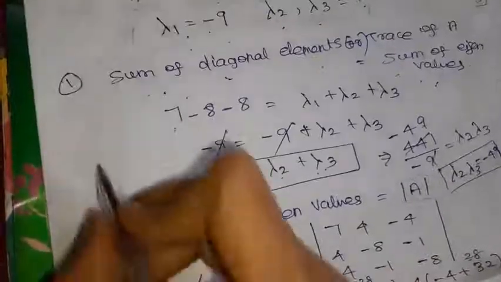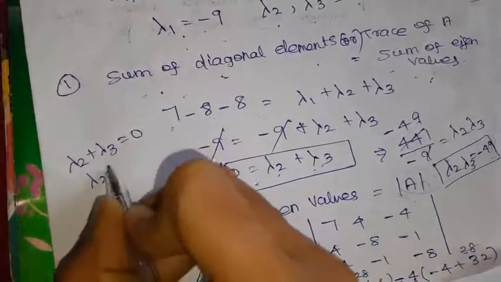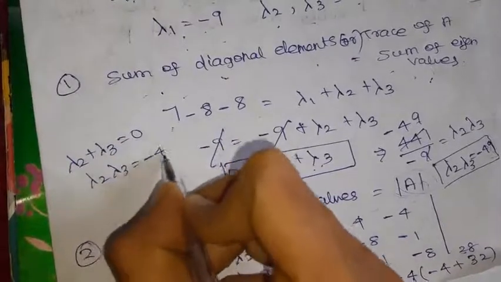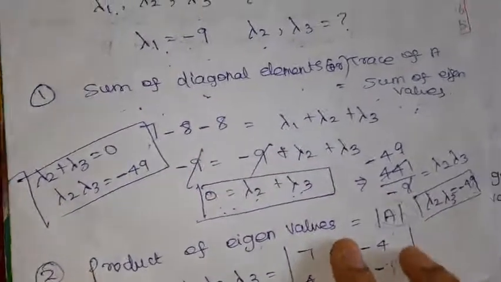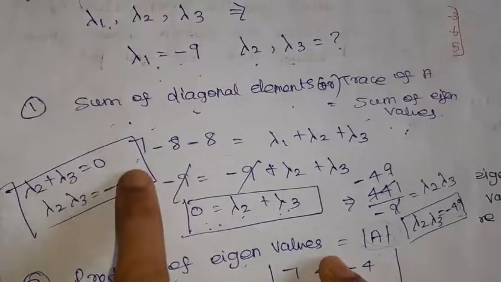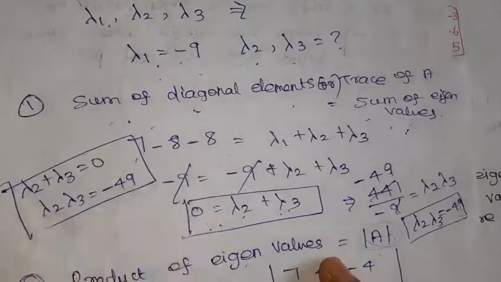So what we get? Lambda 2 plus lambda 3 equal to 0. Lambda 2 into lambda 3 equal to minus 49. So this is what we are getting. So what does it mean? When we add them together we should get 0. When we multiply these values we should get minus 49.